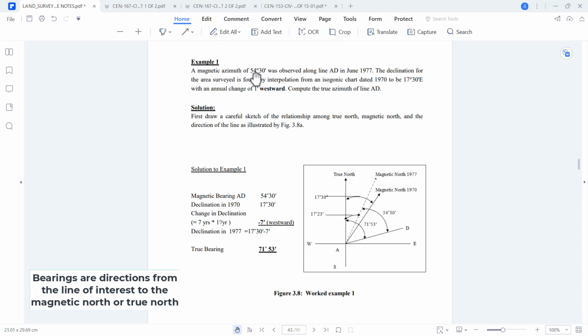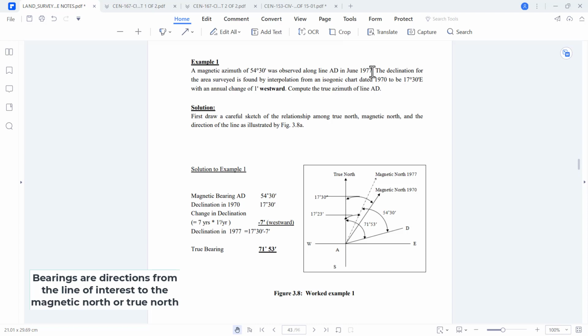And you can see that the angle is 54 degrees and 30 minutes. So it's in the first quadrant. You have to draw your line AD, then you draw your arrow from the magnetic north up to the line. It was 54 degrees and 30 minutes. Note that this one is the magnetic bearing, and that was in June 1977.